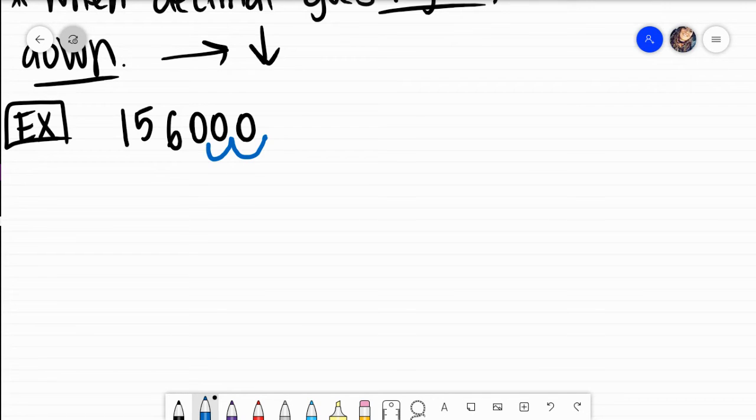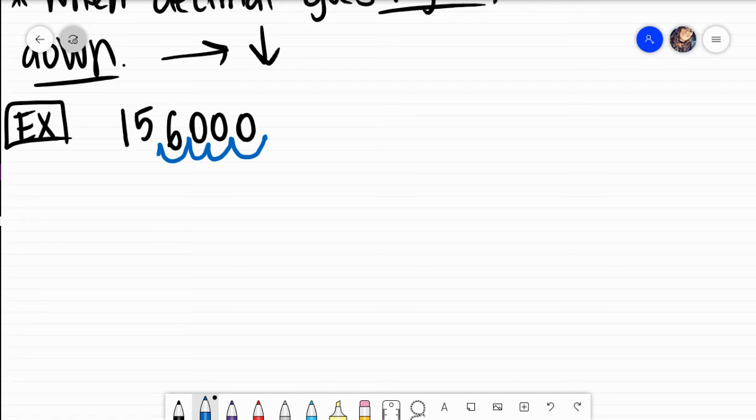Would that be less than 10? 1560? No. Move it again. Now I'm at 156. That's bigger than 10. Move it again. Now, to the left of my decimal, if that's where I placed it, I would have 15. Yeah, no, that's bigger than 10.